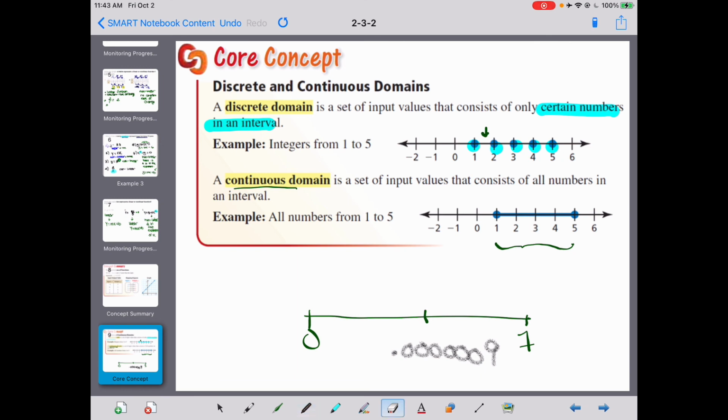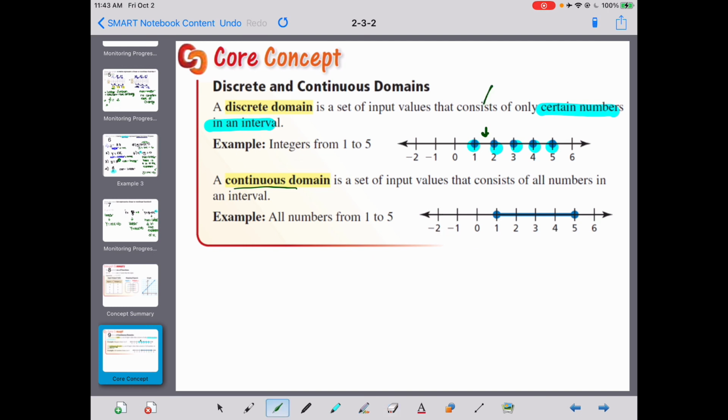So there's an infinite amount of numbers between 0 and 1, which is why we use inequalities when we talk about the domains of continuous functions. Versus in a discrete function, I can just list it. 1, 2, 3, whatever they are. Right?